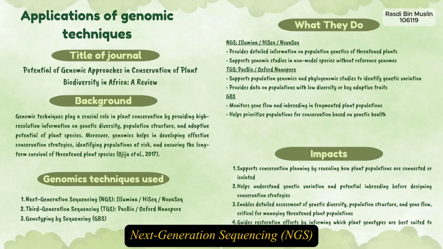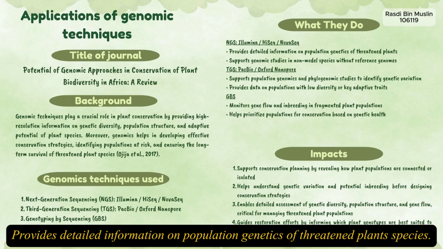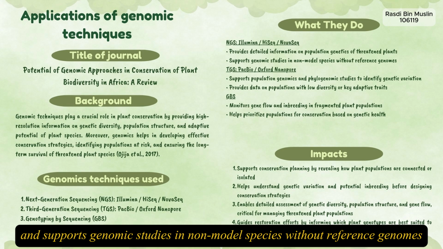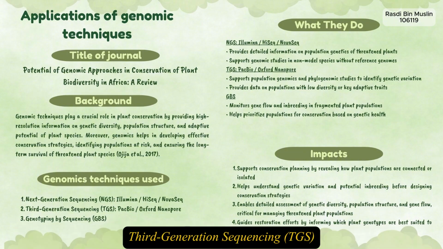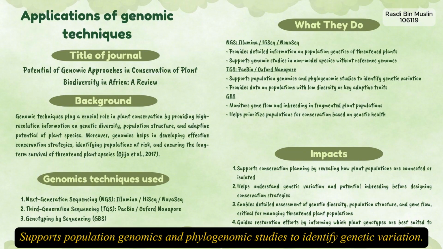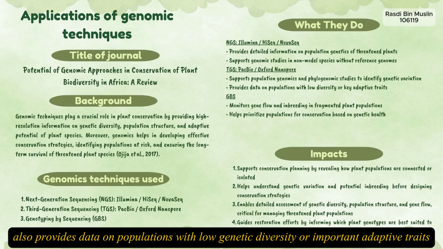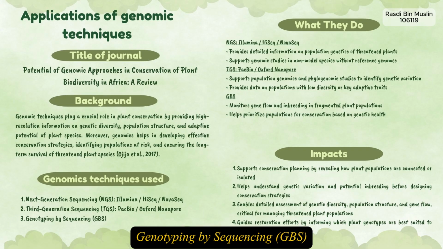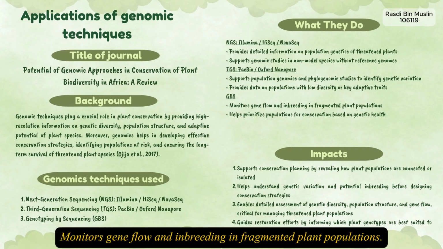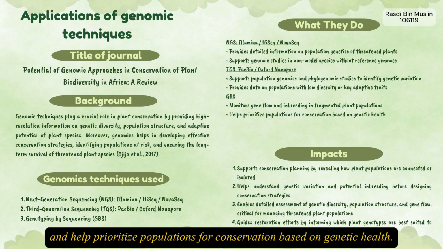And what they do: first, next-generation sequencing (NGS) provides detailed information on the population genetics of threatened plant species and supports genomic studies in non-model plant species even without reference genomes. Third-generation sequencing (TGS) supports population genomics and phylogenomic studies to identify genetic variation. It also provides data on populations with low genetic diversity or important adaptive traits. And genotyping by sequencing (GBS) monitors gene flow and inbreeding in fragmented plant populations and helps prioritize populations for conservation based on genetic health.